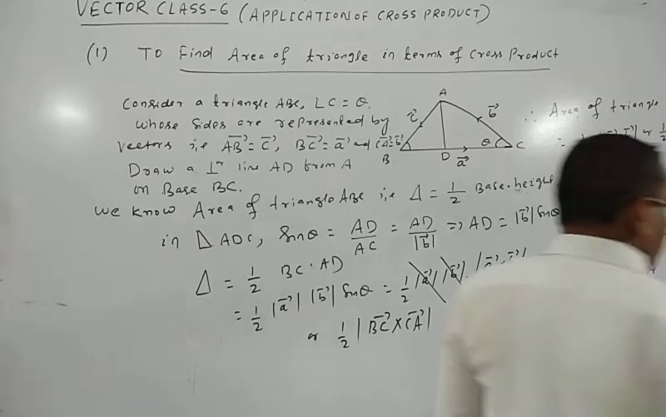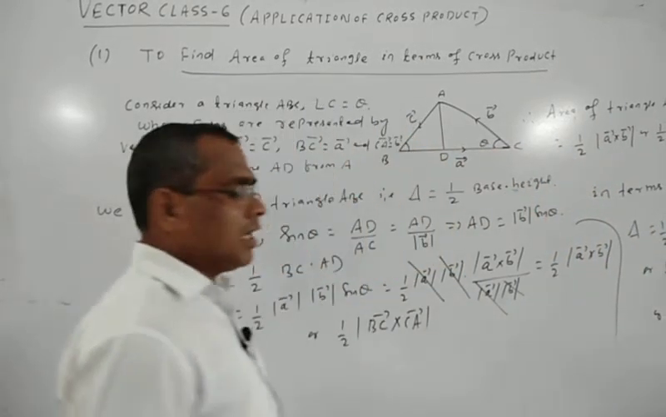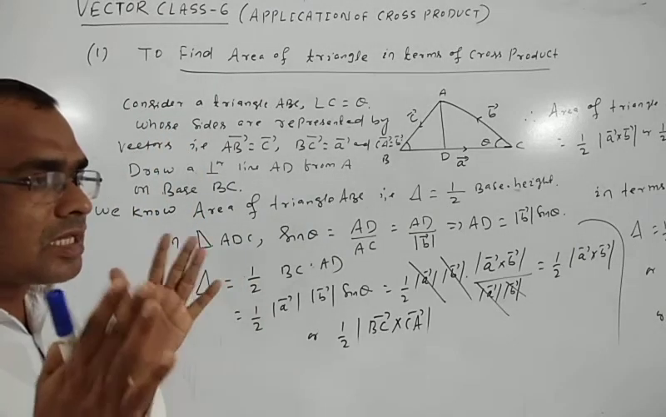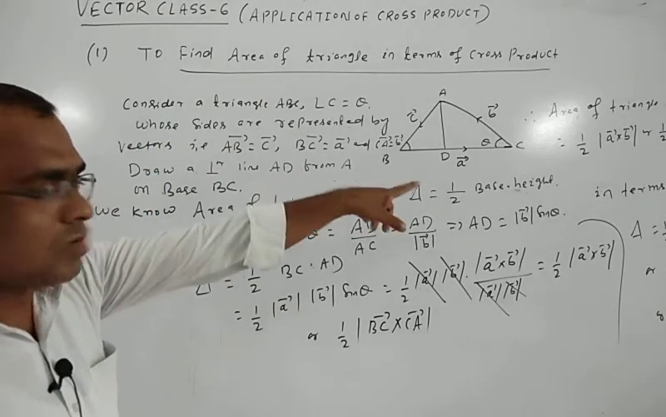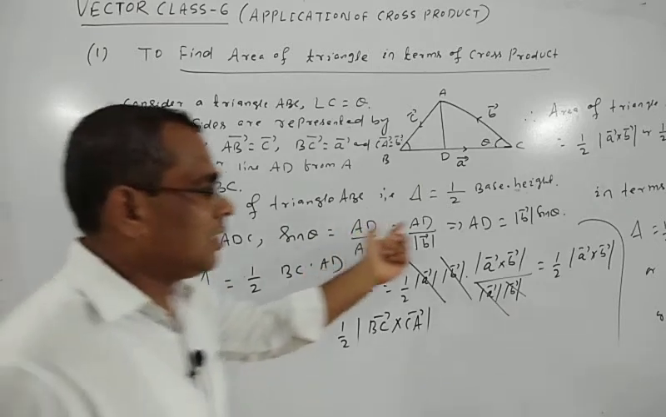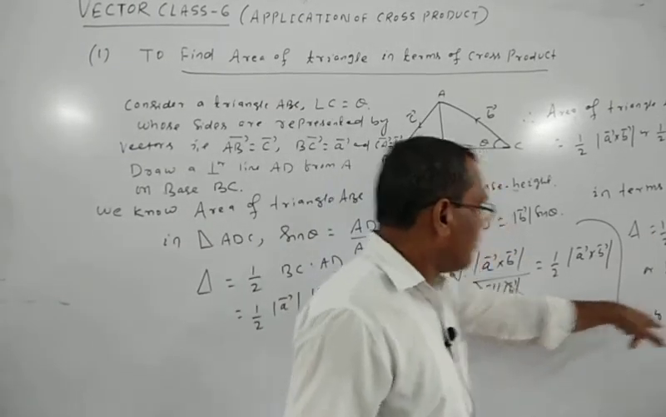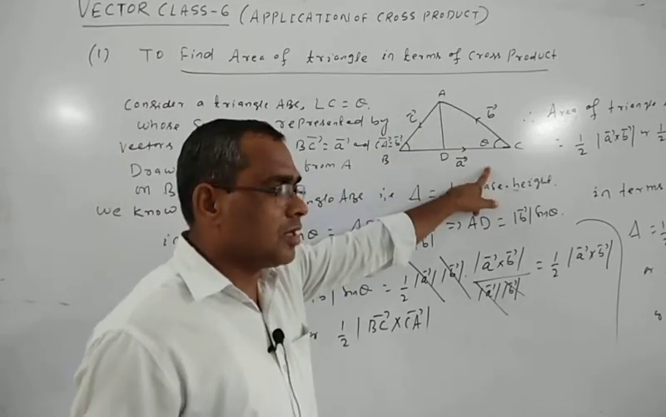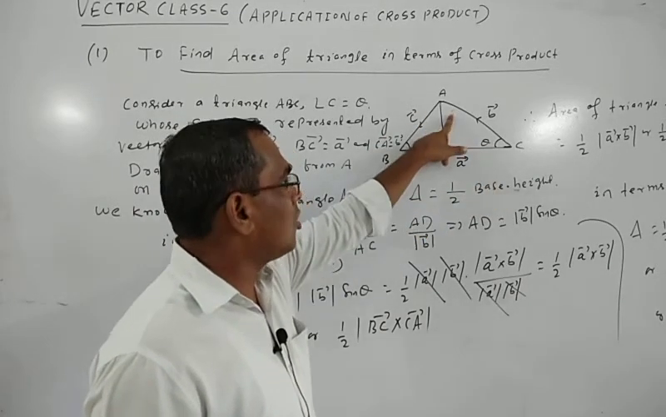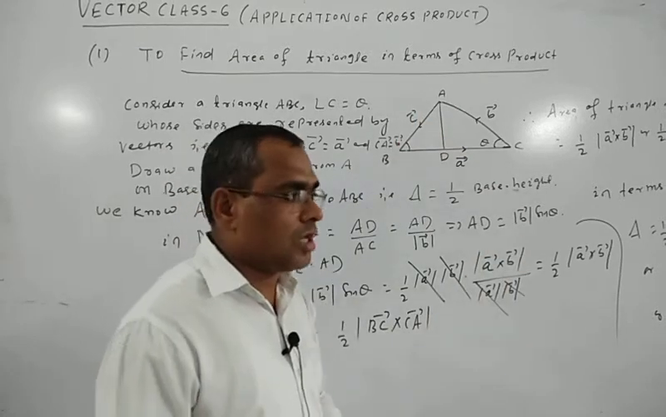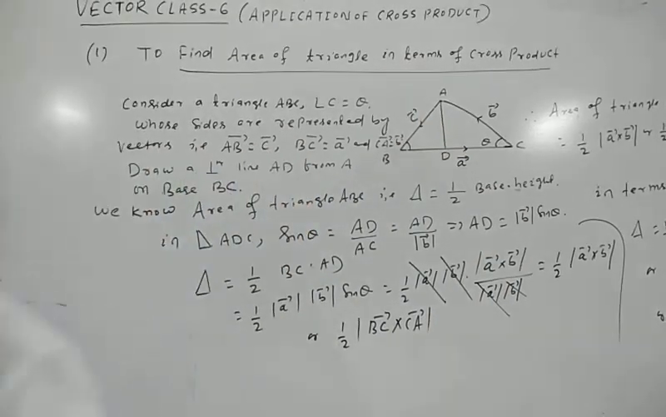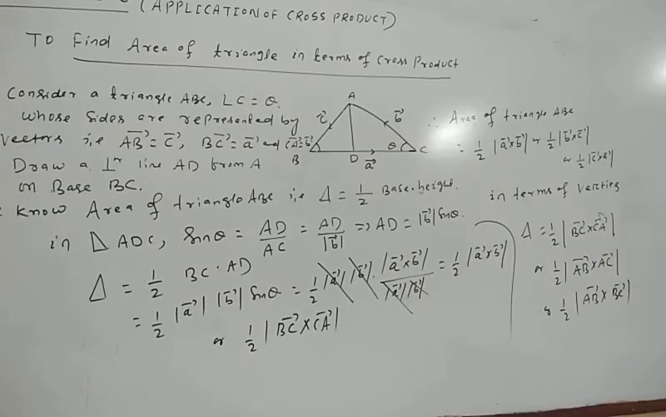Okay, so you can take any one of these to find the area of a triangle. If sides are given, then the area of a triangle is this one. If vertices are given, then the area of a triangle delta is equal to half into AB vector cross BC vector, or BC vector cross CA vector, or AB vector cross AC vector. So this is the area of a triangle whose sides or vertices are given, in terms of the cross product. This is the area of a triangle in terms of vertices.